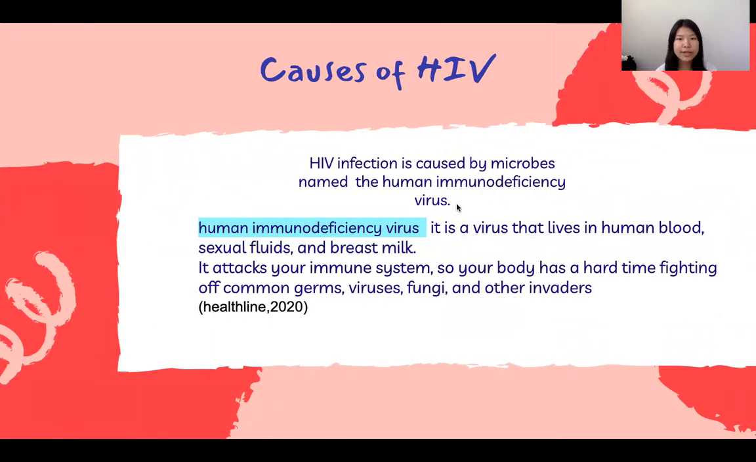Cause of HIV. HIV infection is caused by a microbe named the human immunodeficiency virus. This virus lives in human blood, sexual fluids, and breast milk, so it will attack your immune system. So your body will have a really hard time fighting off common germs or viruses.